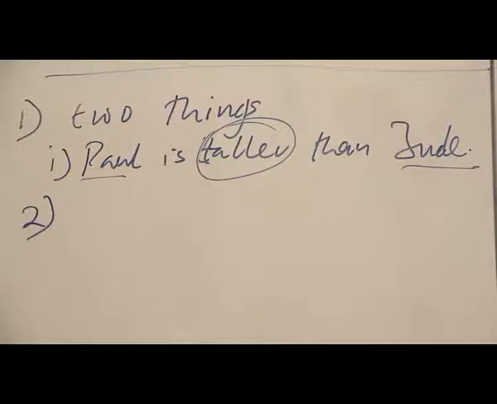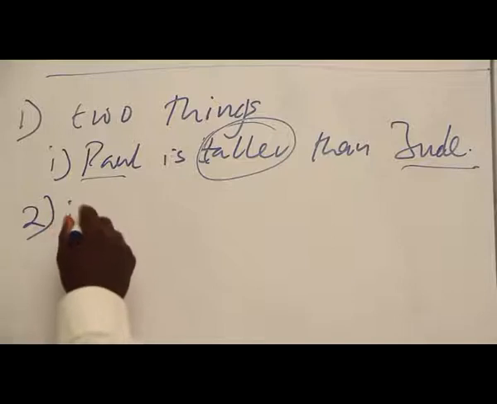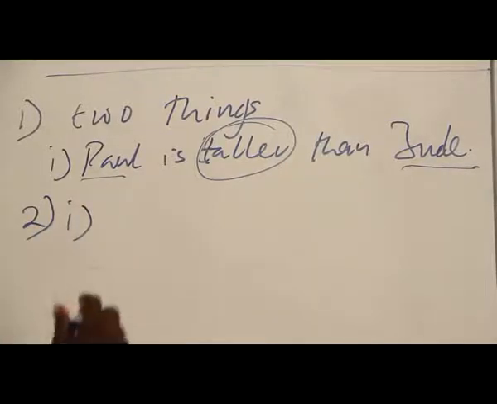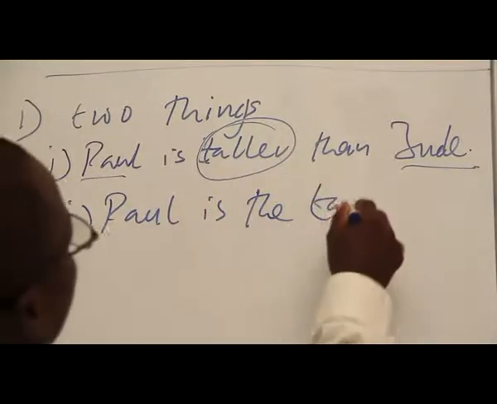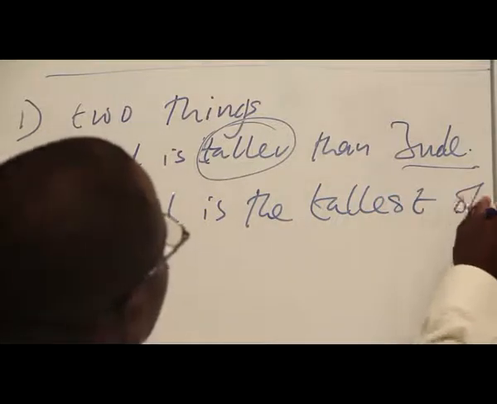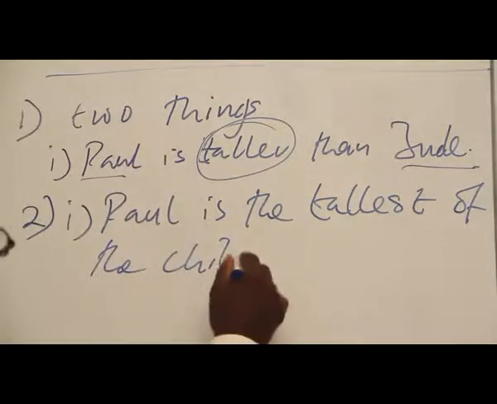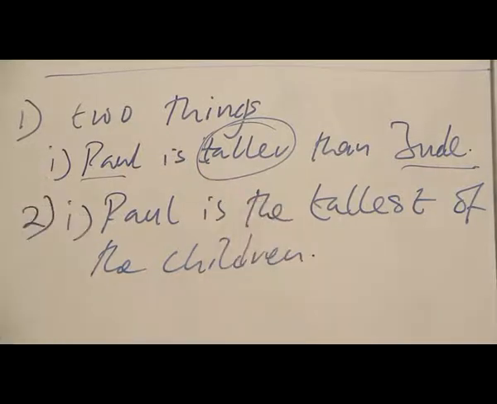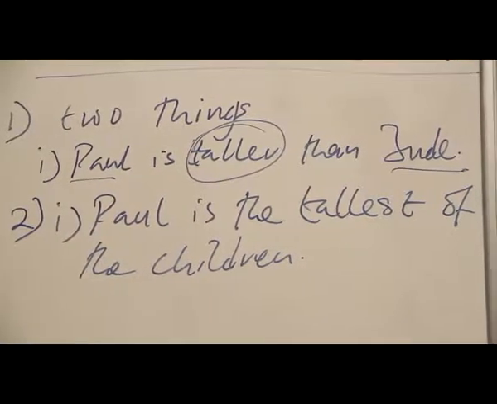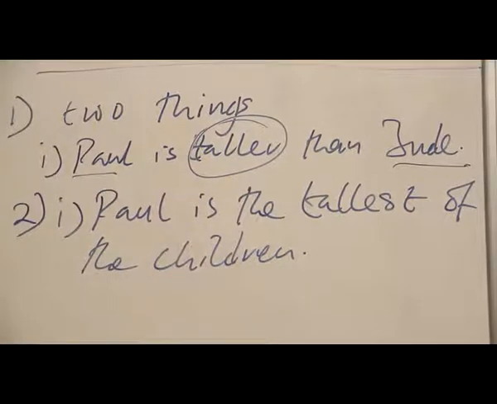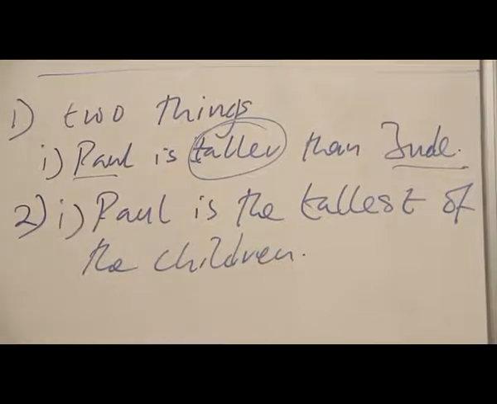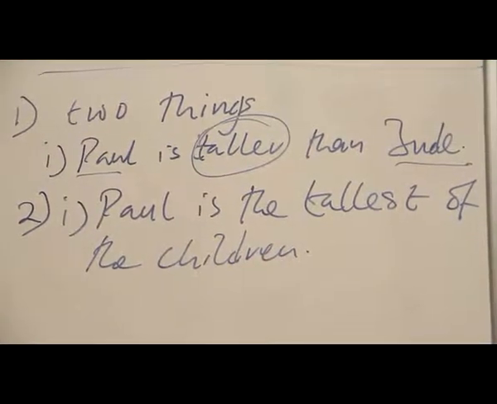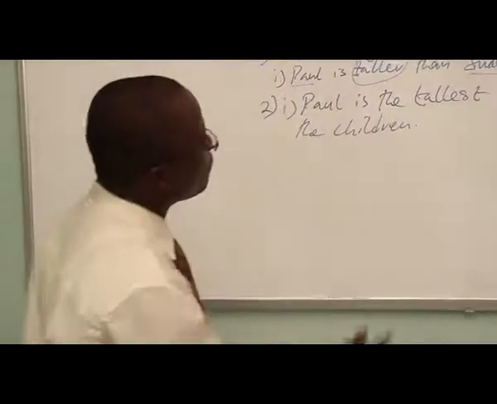All right. So we can have an example here under two. Paul is the tallest of the children. The sense here is that we have more than two children, at least three. And out of the three, Paul is the tallest. So we are comparing Paul to at least two other children. In that case, what we have is the superlative form.